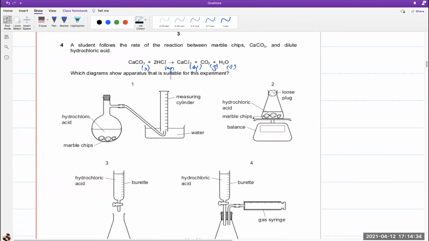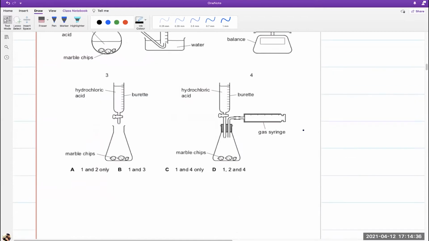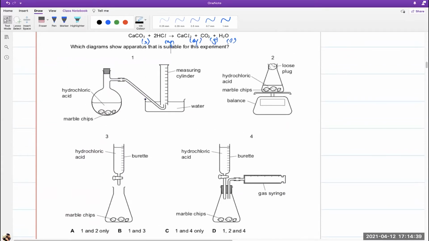Okay, so let's see, what are they saying? Is one a good method? So what we're doing here is we have carbon dioxide coming in. It's slightly soluble in water, so we can still collect it. And that will tell us the rate at which it's happening, sure. So one is a good way. Two is also a good way because there's a loose plug. So carbon dioxide that's produced can simply leave out of this mixture. So we will see a change in mass, and that balance allows us to do that. So this would be a good idea.